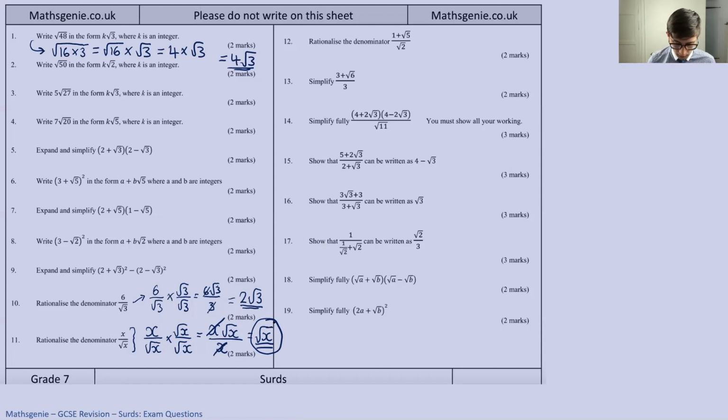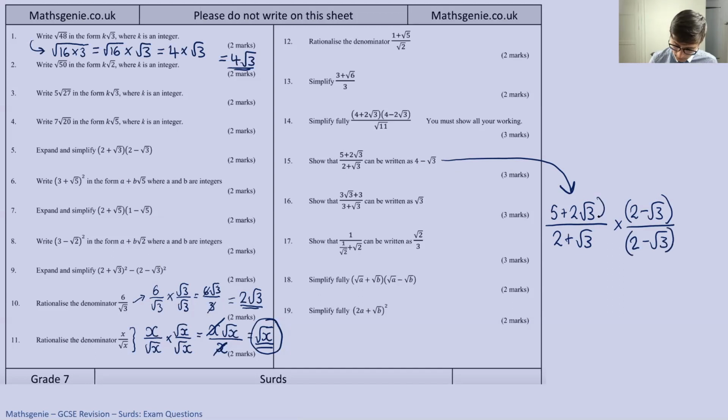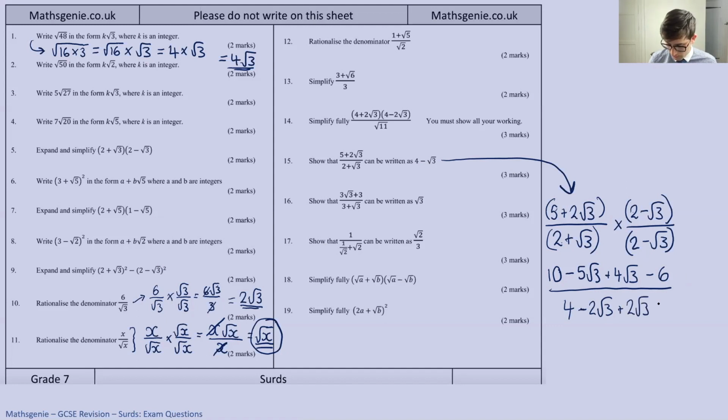Okay, I'll do one final one. Let's do this one here, show that. Times by 1 in a clever way. 2 lots of double bracket expansions. So 5 times 2, so we've got 10, 5 times minus root 3, minus 5 root 3 on the top, plus 2 root 3 times 2, 4 root 3, 2 root 3 times minus root 3 is minus 2 times 3, which is minus 6, all over 2 times 2, so 4, 2 times minus root 3, minus 2 root 3, root 3 times 2 plus 2 root 3, plus root 3 times minus root 3 is minus 3.